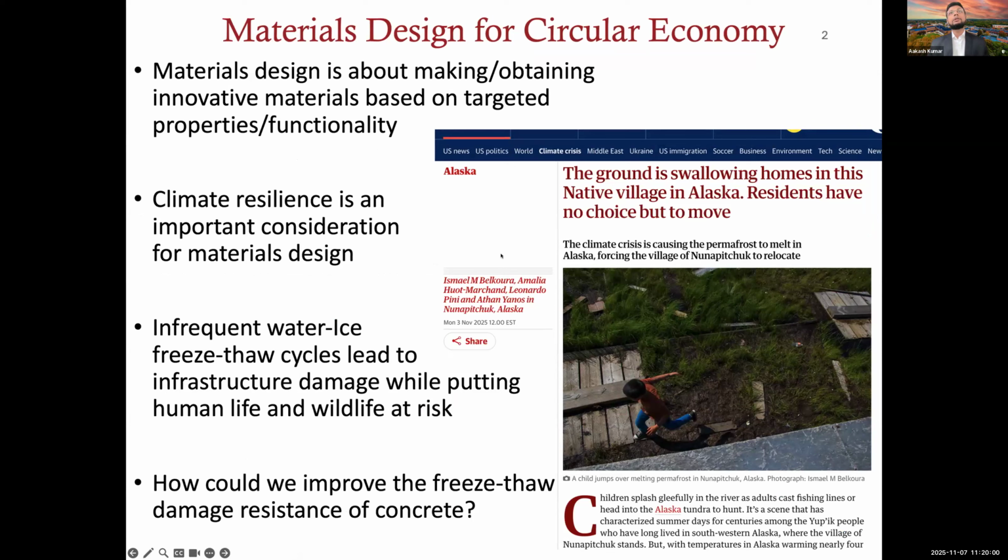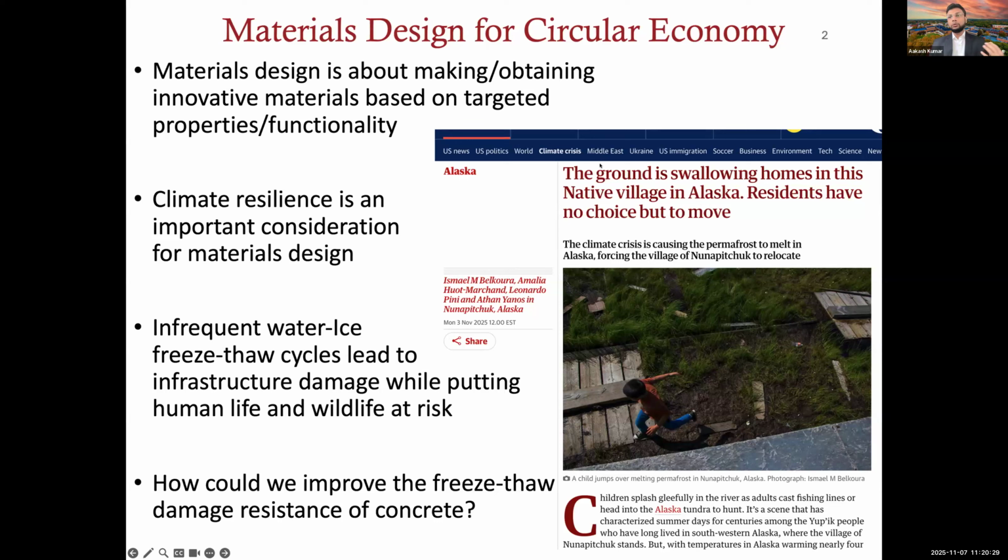Since we are always focused on targeting properties and functionality, we also have to take into consideration some of the other major issues surrounding us. More relevant to my research, climate resilience becomes very important. And I know a lot of you working in Miami also have this as a core focus and theme of your research. This is an article from less than a week ago. Maybe you have been following this in the news: there's a lot of land subsidence going on in the Arctic regions, such as Alaska.